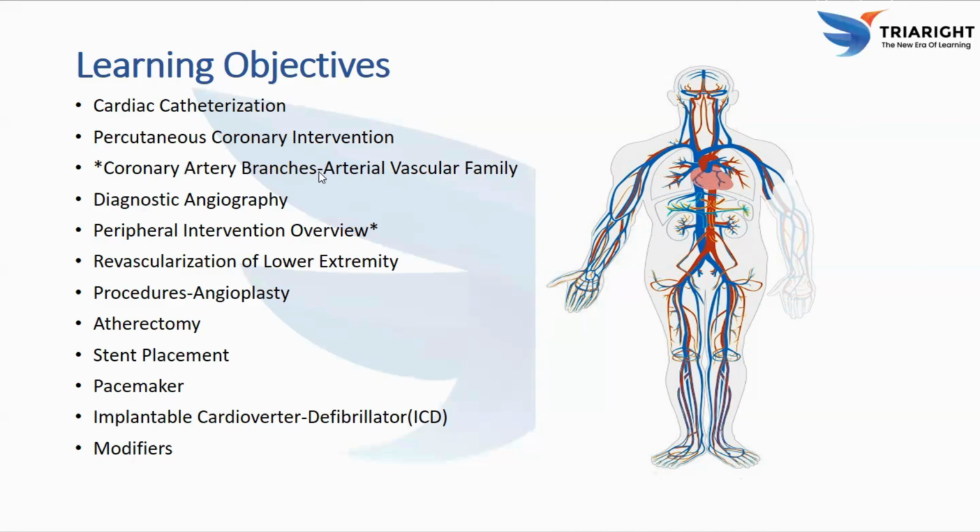Next is the coronary artery branches, the arterial vascular family. Here special CPT rules must apply. What you will learn here: coronary arteries are grouped into vascular families, for example, the left main artery, left anterior descending artery, LAD, left circumflex artery, LCX, and right coronary artery, RCA. Only one intervention per arterial family is coded as the primary.